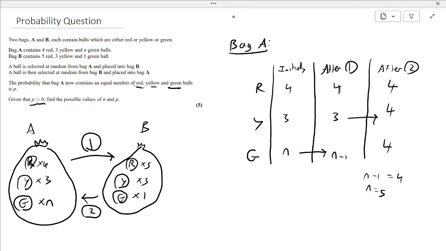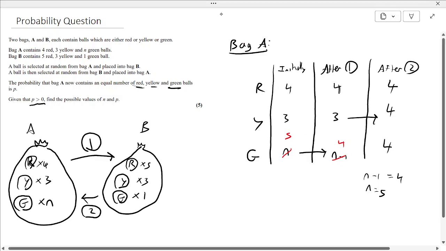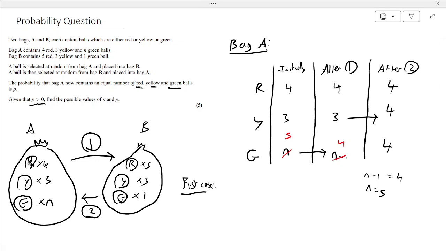So starting off with 5 green balls, losing 1 of them into bag B, and then taking from bag B a yellow ball, and end up with 4 of every single colour. That's the first kind of possibility, first case that could happen. Okay, I am firstly losing a green ball, and then I am gaining a yellow ball. So what's the probability this would happen?